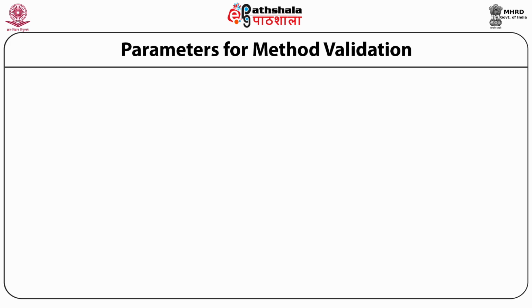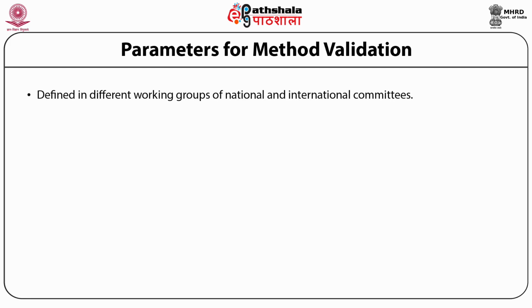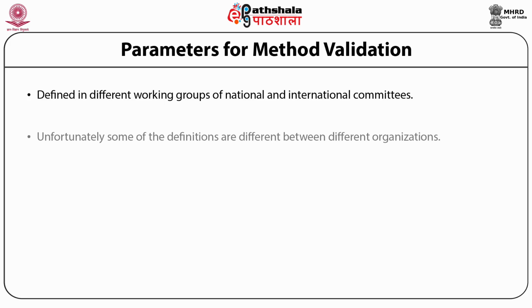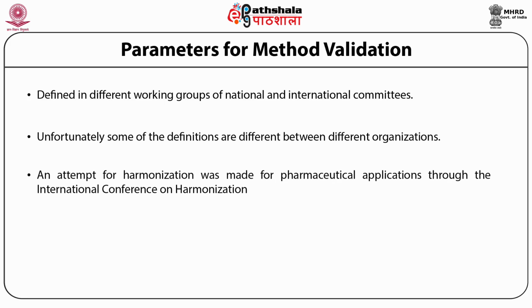The parameters for method validation. I have shown you several international agencies having their own criteria for method validation. It is usually defined in different working groups of national and international committees. Unfortunately, some of the definitions differ between organizations. Therefore, an attempt at harmonization was made for pharmaceutical applications through the International Conference on Harmonization, that is, the ICH guidelines.